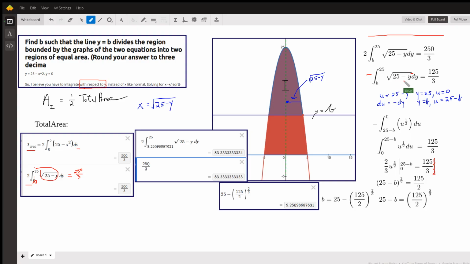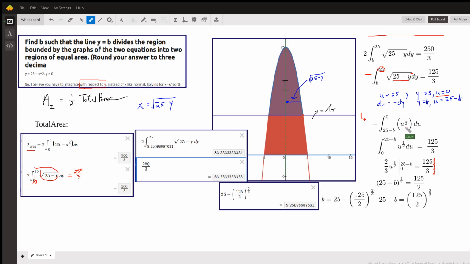Let u equal 25 minus y. So du equals negative dy. So I put a negative sign here and a negative sign out front, preparing for the u substitution. Note that in terms of y, this limit, when y is 25, u is 0. And when y is b, u is 25 minus b. So here's that substitution right here.